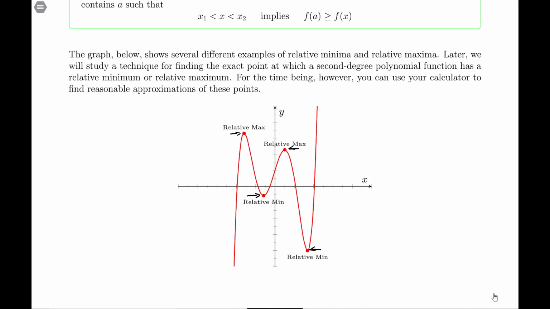So anywhere the graph is... I don't want to say below the x-axis, because you could have a graph that is completely above the x-axis, like this, and we have a max, a relative max, and then here we have a relative min. But I think you get the idea visually where a relative max and a relative min would occur on a graph.